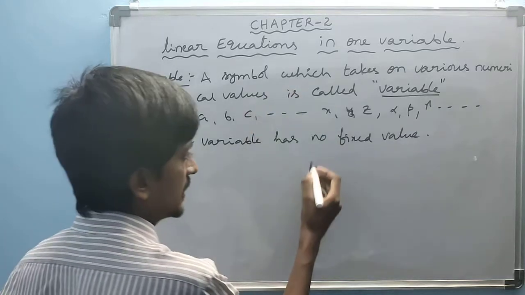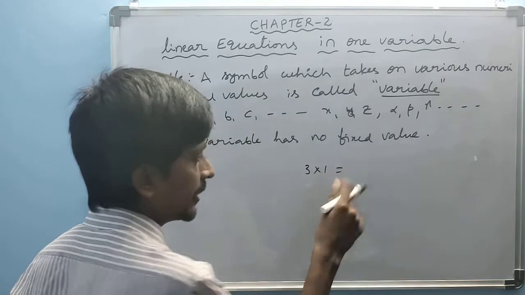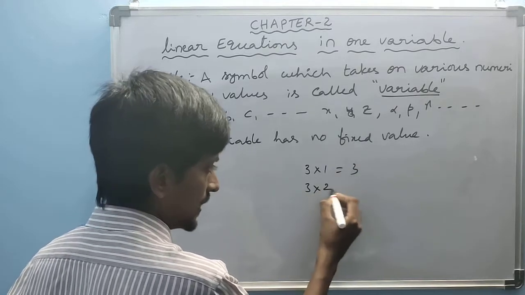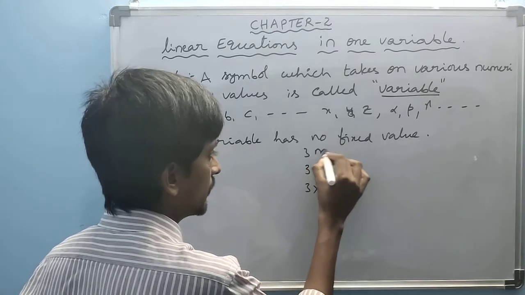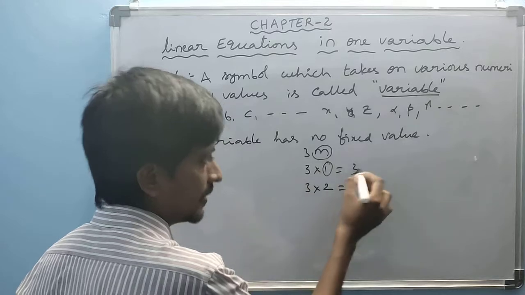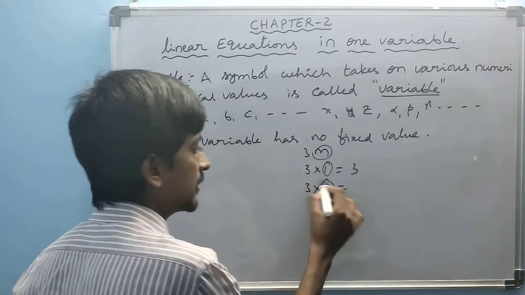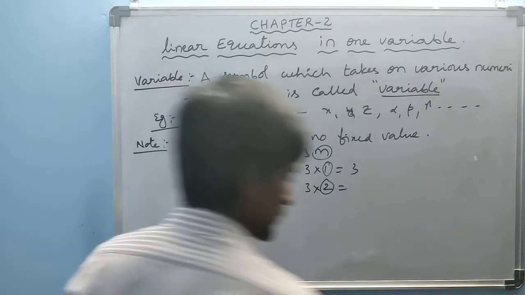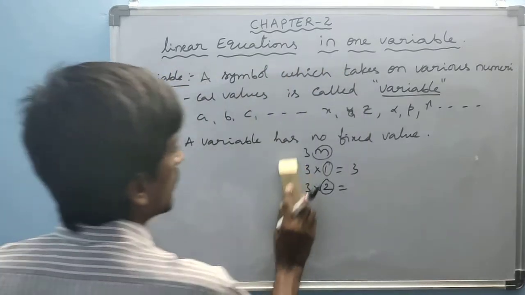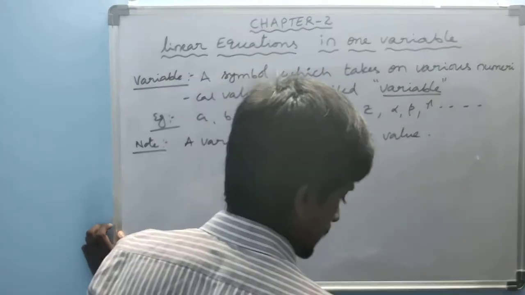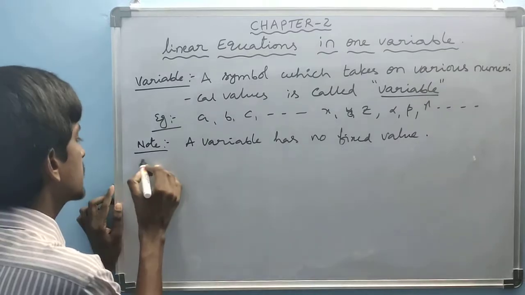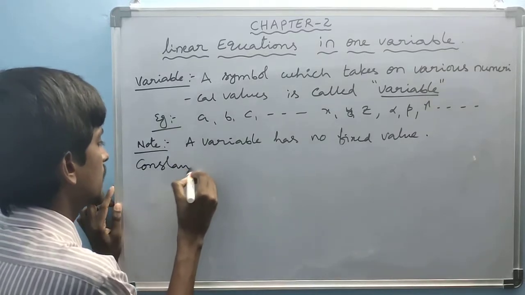Before that I gave you an example, 3 into 1. If you need one triangle, 3 into 1, 3. If you need two triangles, in the place of m, if you write 1, one triangle came; if you write 2, two triangles came. It is always changing, it is not a fixed value. Okay, that is variable. And the next one is constant.